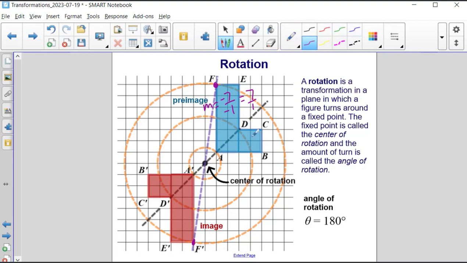Let's do another one. Let's look at point D. So for point D, to get to the center of rotation, we're going to go down 1, 2, 3, and to the left 3. 1, 2, 3. So the slope here is -3 over -3, which does reduce to 1 as a slope. So the slope is still going to be 1, but we have to again go down 3 and to the left 3, 1, 2, 3, to get to D prime.